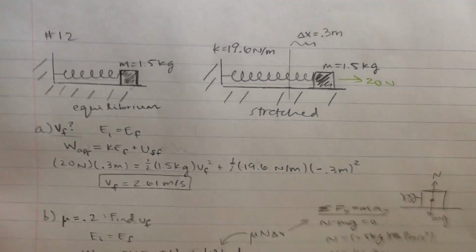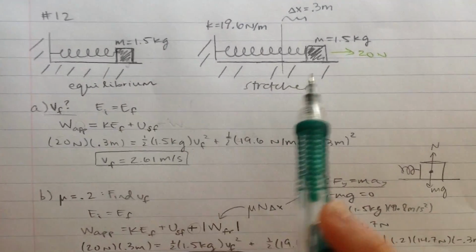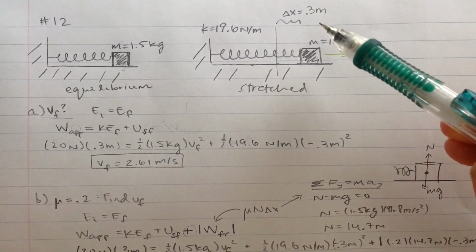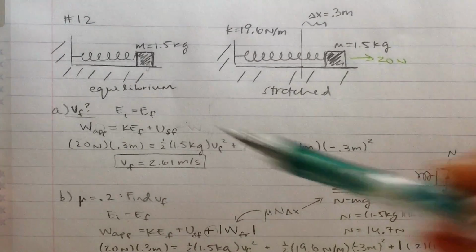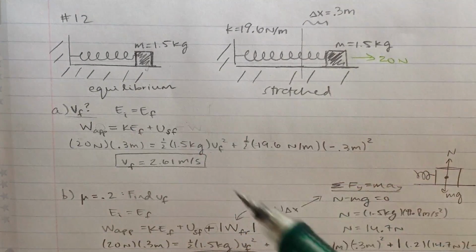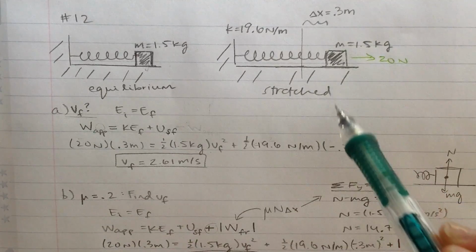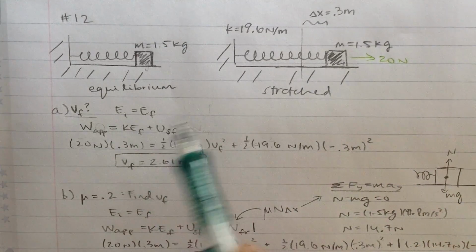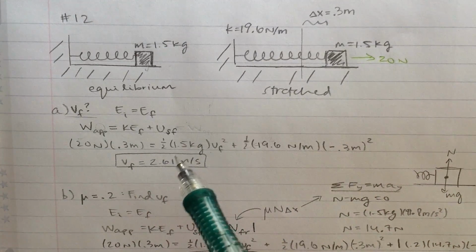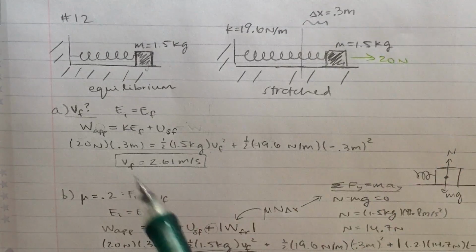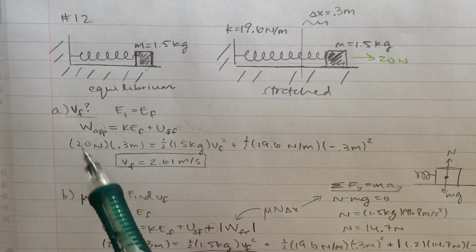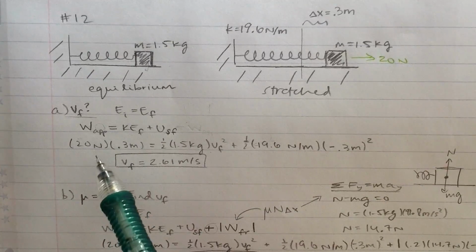So this is the spring in equilibrium, and then this is it after it's been stretched 0.3 meters by this 20 Newton horizontal force. So for part A, we want to find the velocity after it's been stretched 0.3 meters. So the initial energy is going to equal the final energy if we include this 20 Newton force in our system.